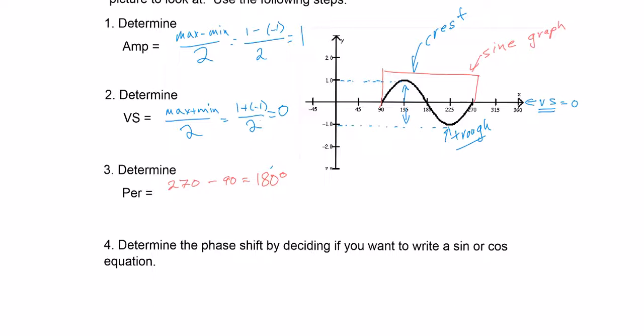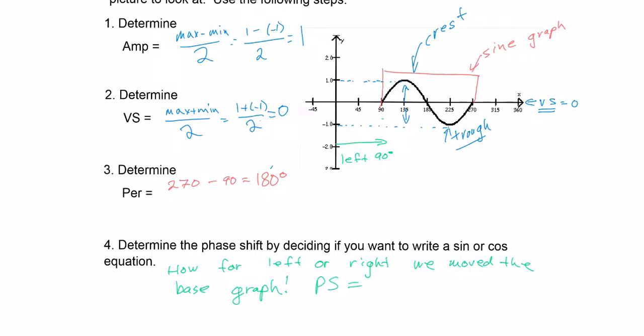So, if you look at this, the phase shift is how far left we have moved. So let me just write this. This part here in green, the distance, so we have moved left 90 degrees in order to start our graph. The phase shift is how far left or right we moved the base graph. In this case, our phase shift is going to be right 90 degrees for our graph.